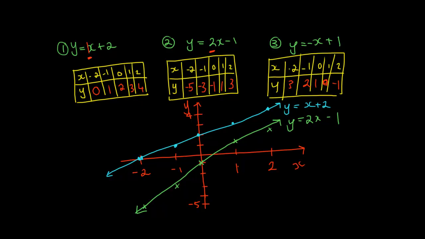And the last one there we're going to plot, that yellow, is -2, positive 3, -1, positive 2, 0, 1, 1, 0, and 2, -1. Okay, we're going to go through all those points. You'll notice that's a little bit different, that line, isn't it?